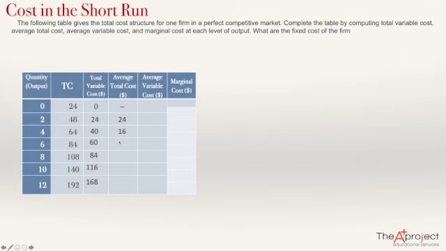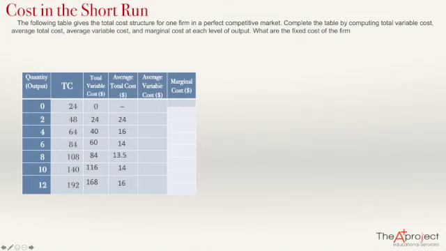So we can fill the whole schedule now. 84 divided by 6 will be 14. 108 divided by 8, the answer is 13.5. 140 divided by 10, the answer is 14. And 192 divided by 12, the answer is 16. So we have computed the average total cost. You should notice that the average total cost goes down and then after that goes up. We say that the graph of the average total cost is U-shaped.